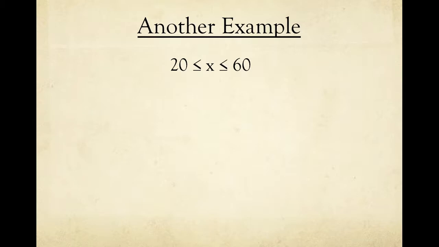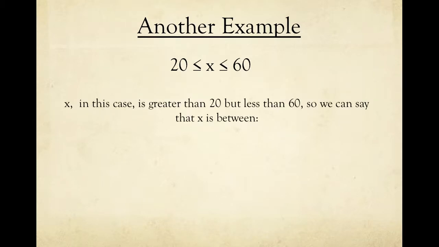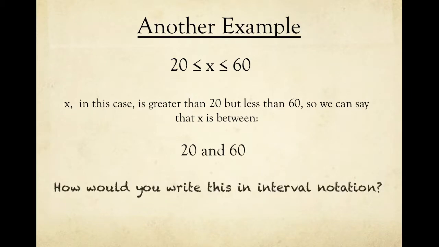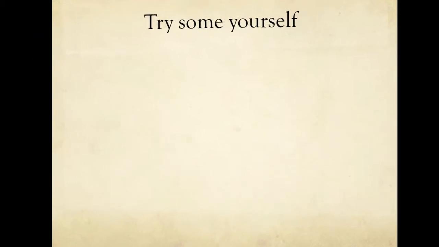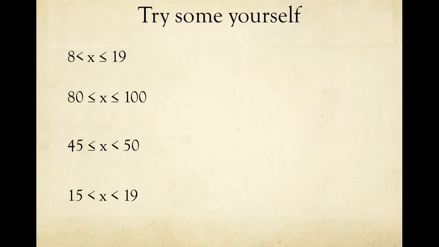Here's another example. 20 is less than or equal to x, which is less than or equal to 60. In this case, it's greater than 20, but less than 60. So we can say that x is between 20 and 60. But how would you write this in interval notation? Remember, what's included and what's not? Well, in this case, both are less than or equal to signs, so they are both hugging square brackets around the 20 and 60. Try some yourself. Here are some x's in between examples, and see if you can find the right square brackets to hug the following intervals.